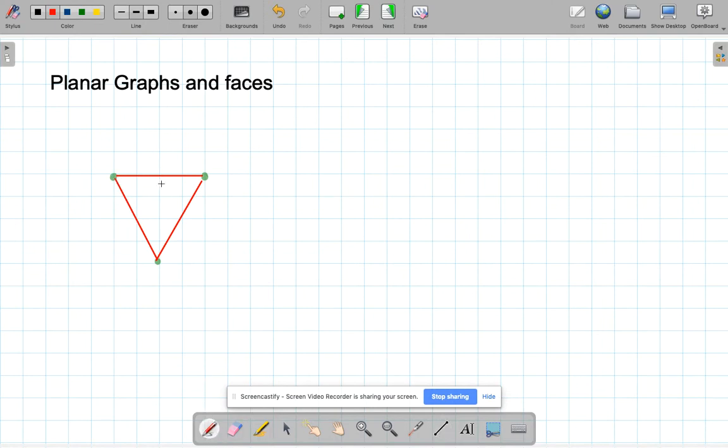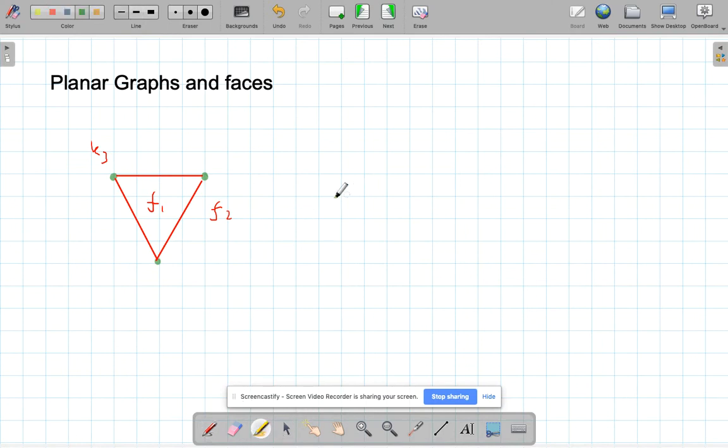A face we call an enclosed region. Sometimes you see this as R, but for this IB course, we're going to call it a face. So this is a face as it's enclosed like this. In fact, this K3 graph has two faces. The other face is here outside the region, and that might sometimes be called the infinite face.